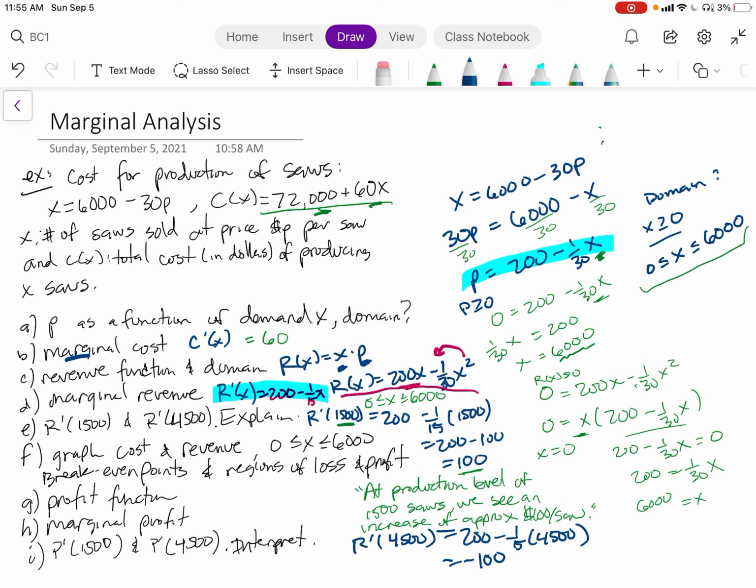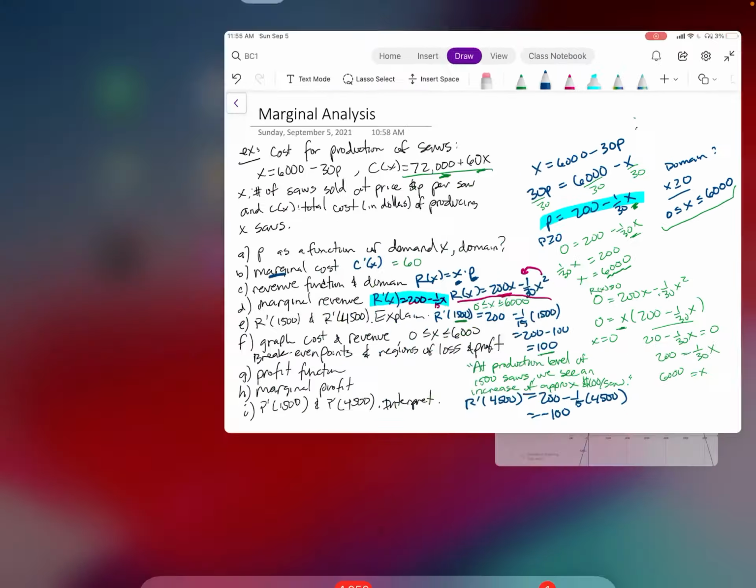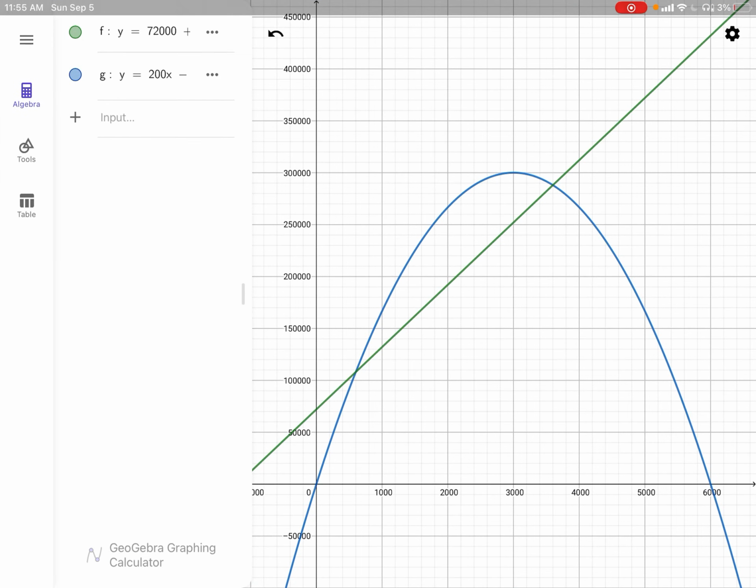Part F, graph the cost and revenue function on that domain 0 to 6,000. Find these break-even points and the regions of loss and profit. Okay, I opened up GeoGebra. This is a convenient free graphing calculator app. Feel free to use it if you don't have a graphing calculator. And all I did is, to save a second, I put in the two functions for F and G. Okay, so F is the cost function, G is the revenue.